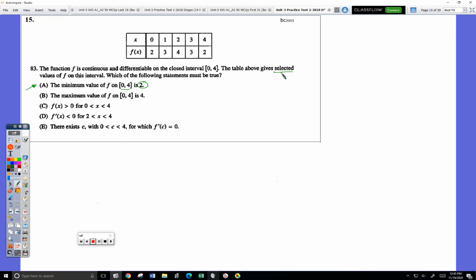So Logan just said, I'm going to say it again for the video: when you look at a table of selected values, there's a whole bunch of y coordinates you don't see. So even though the lowest y coordinate shown is equal to 2, that doesn't mean there couldn't be some other y coordinate that's absolutely lower.